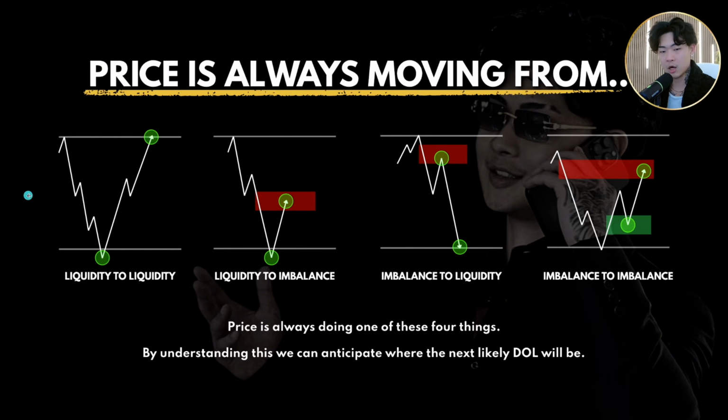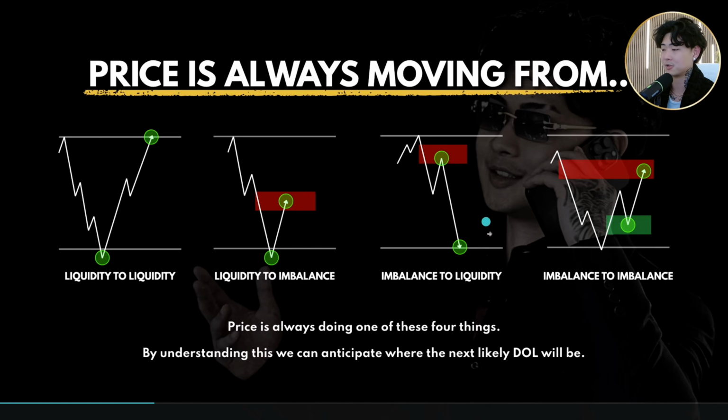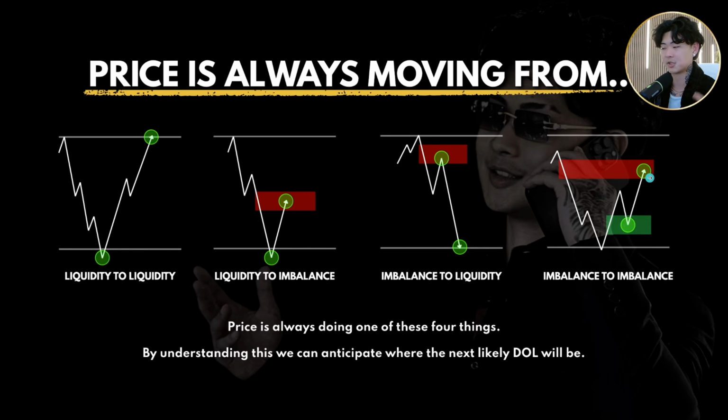And we also understand what liquidity is: London high, London low, daily high, daily low, external highs, internal highs. We know what liquidity and imbalances are. So with that being said, if price is always moving from liquidity to liquidity, liquidity to imbalance, imbalance to liquidity, or imbalance to imbalance, and we know what these things look like, we can now tell when price is going to do pretty much anything, or at least we have a very solid understanding of what it's most likely to do next.